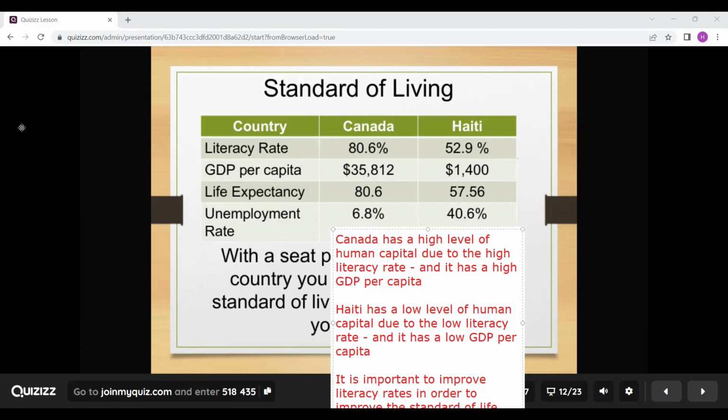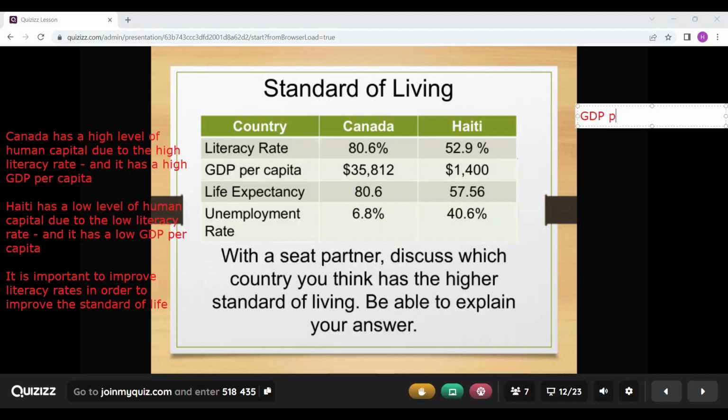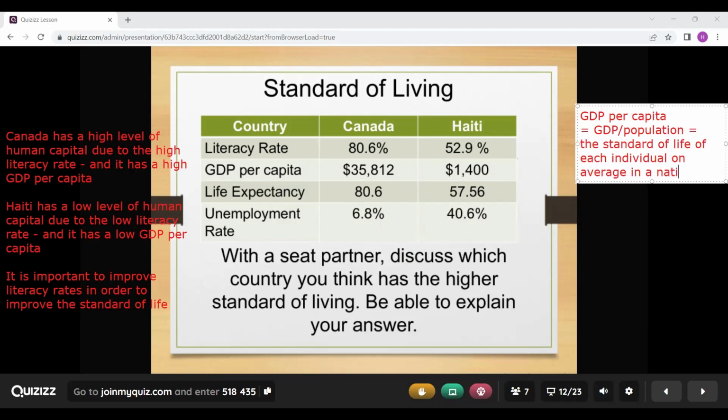So I'll define GDP per capita here. GDP per capita is GDP divided by population. So it shows the standard of life of each individual on average in a nation. So it is the best measure of how well people are living in a nation.